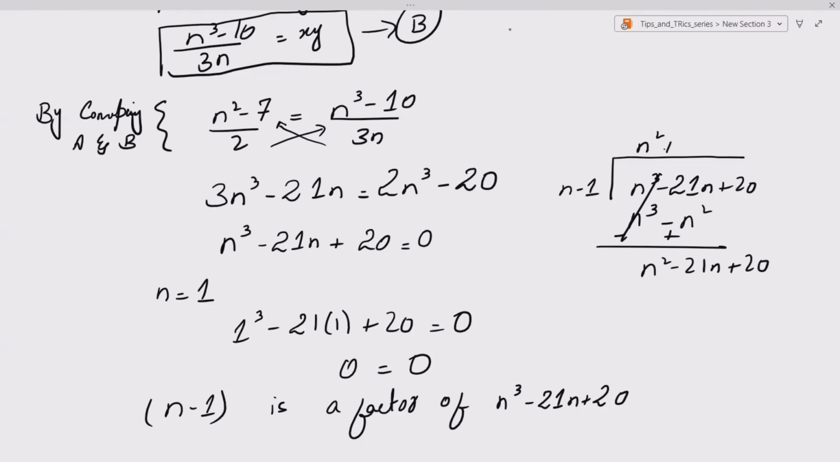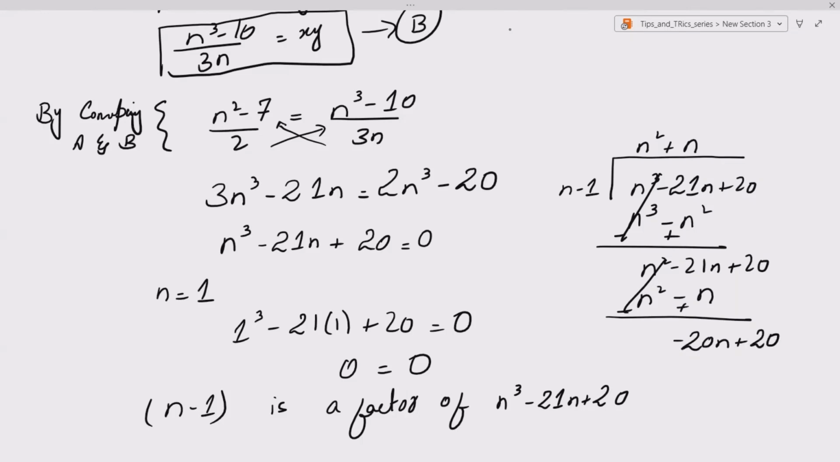Again, we have to multiply this with n, so that we get n square minus n. So this is minus, cancel out, this is plus, and we get minus 21n minus n, so minus 20n plus 20.